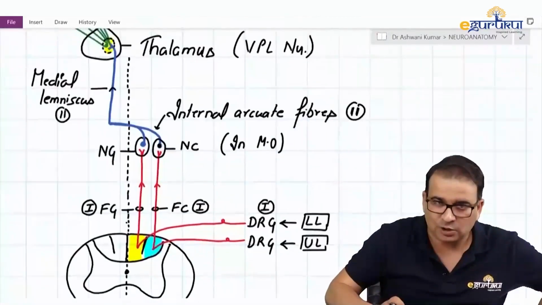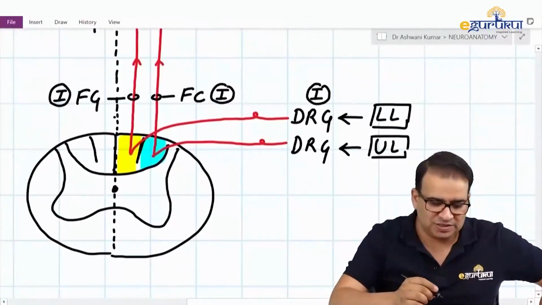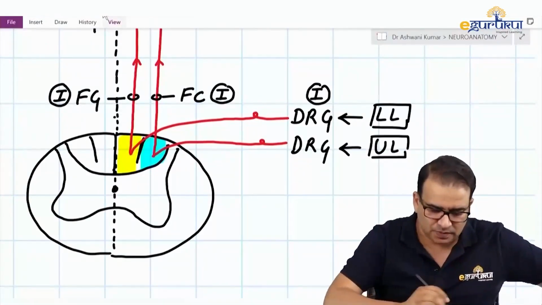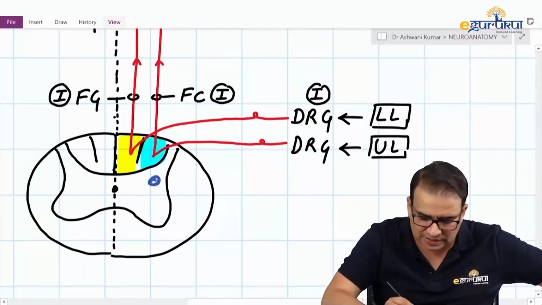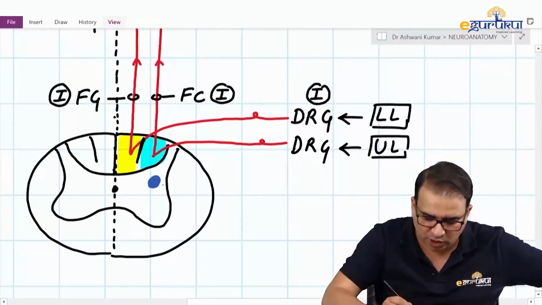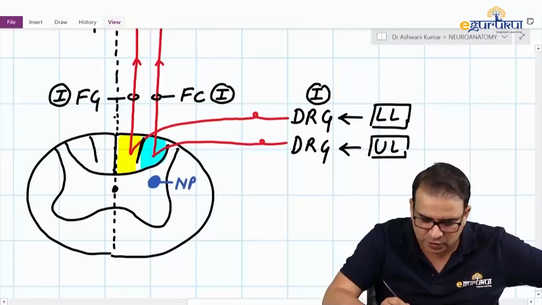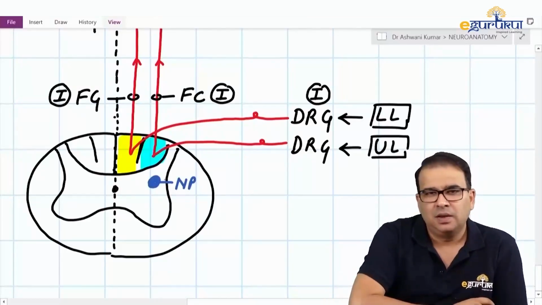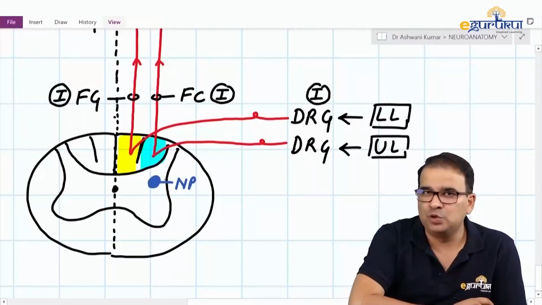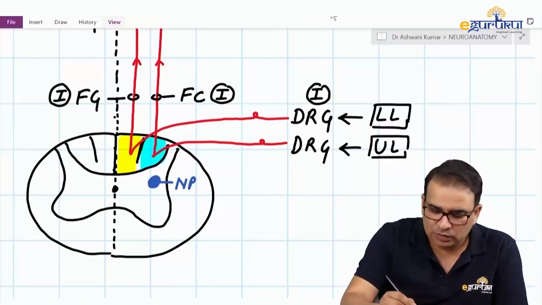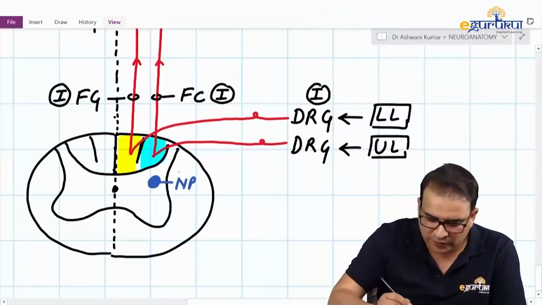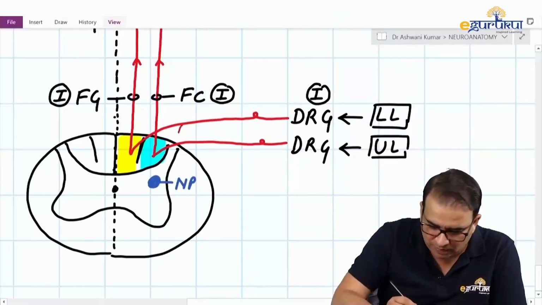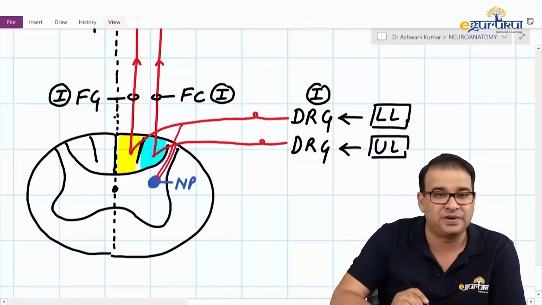Now, if I again take you back to the lower part here, guys, the question which is unanswered is that we do have a nucleus present here in the spinal cord. They did not come to this nucleus. This is nucleus proprius I'm talking about, the largest nucleus, NP. Well, yes, we do have some fibers coming to nucleus proprius also. The point is, there are very few fibers from the lower limb and few fibers from the upper limb. They will come to nucleus proprius, but the purpose is different here.